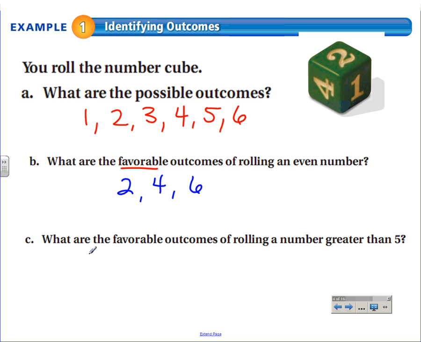Question C says, what are the favorable outcomes of rolling a number greater than 5? Well, the only number greater than 5 is 6. So that's the favorable outcome. That's the outcome that happens to make it true.